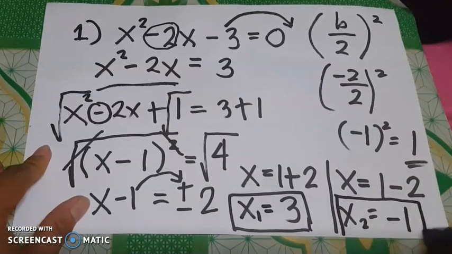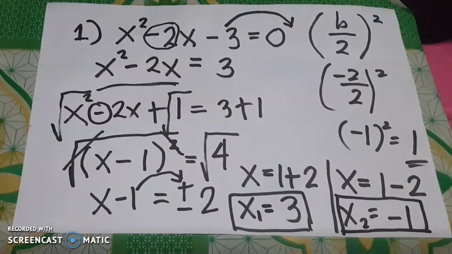So, the solution to the given quadratic equation are 3 and negative 1. So, we solve that by using completing the square. Using the method na tinatawag natin completing the square. So, kung medyo naguguluhan pa kayo, let's try to answer another example.